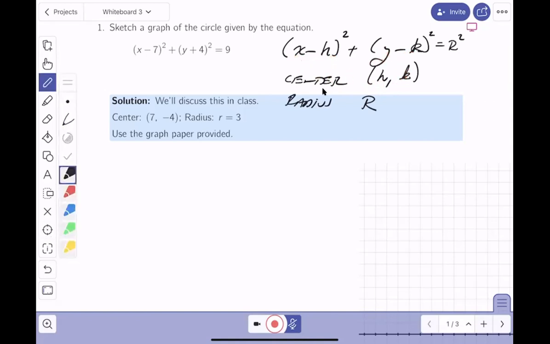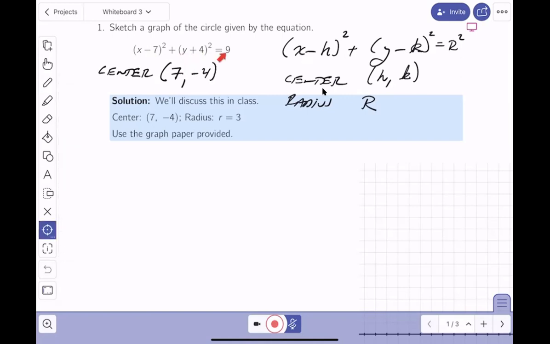So let's look at the problem. And I think I can write down my center now. All right, what number here makes this term 0 would be 7. What number here would make this term 0 would be minus 4. That's a center. What's the radius? Well, I'm looking at this number and I'm wondering what square would give me 9. Fairly simple. That would be r equals 3.